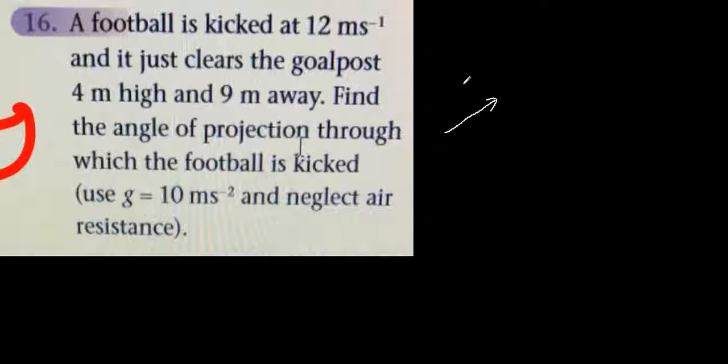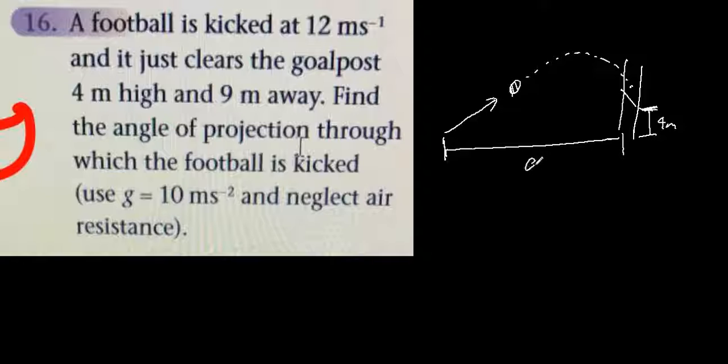So now this football being kicked, my 10 out of 10 soccer ball, flies and crosses my amazing post. This post has a height of 4 meters, and the distance from where I launched this from is 9 meters. Now find the angular projection through which the football is kicked.